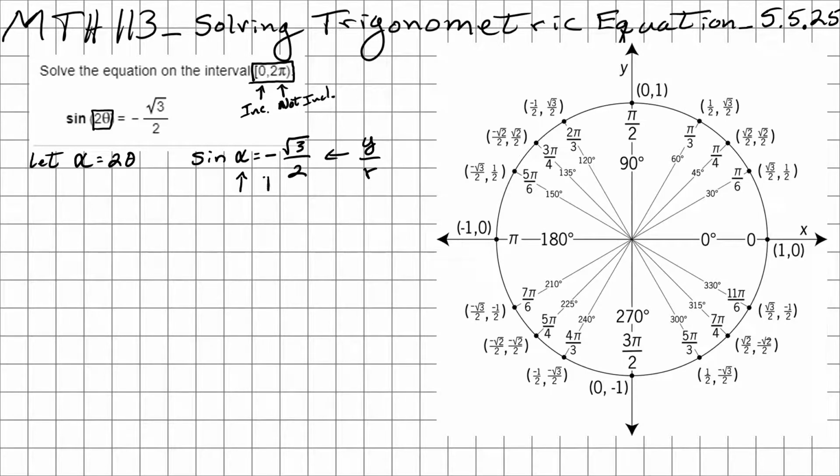So we know that y is negative in the third and fourth quadrants. So we'll be down here in quadrant 3 and quadrant 4, and we'll look for negative square root of 3 over 2 in the y position, which is going to be this value right here, and this value right here, which means that alpha is going to be 4 pi over 3 and 5 pi over 3.